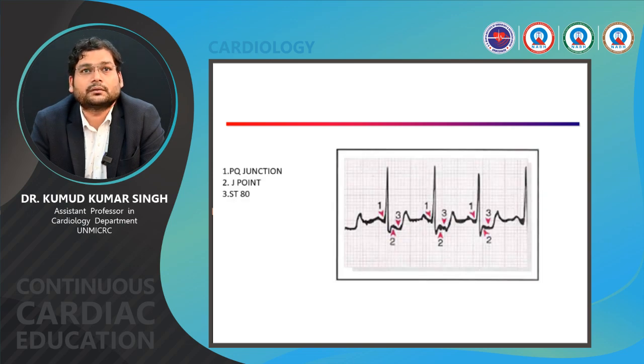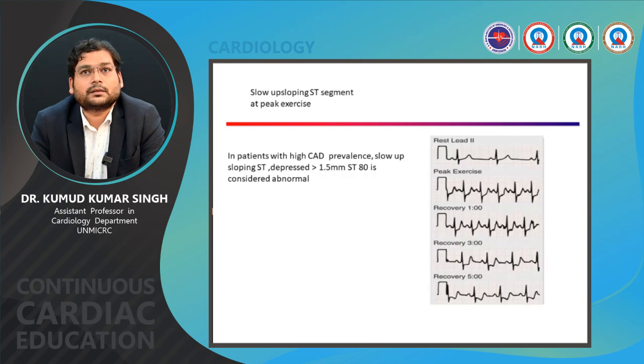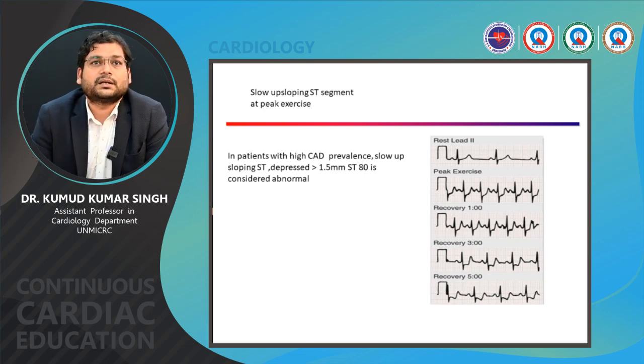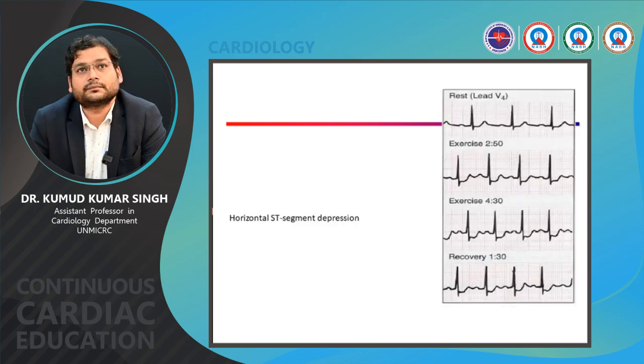So, this is the ECG showing the PQ junction and the recording of the ST segment 80 milliseconds after the J point. We have this ECG showing the upsloping ST segment. A rapid upsloping ST segment depressed less than 1.5 mm after the J point is normal. This is a slow upsloping ST segment at peak exercise. In a patient with a high prevalence of CAD, the slow upsloping ST segment is considered abnormal.